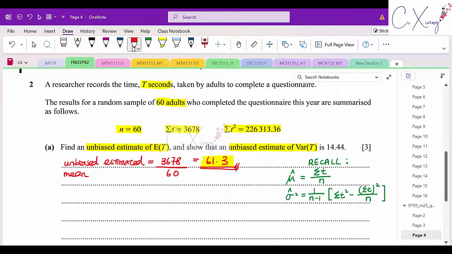And after that, to get the unbiased estimated variance, okay, so it should be 1 over n. So 1 over n minus 1, sorry. So it will be 59. Then what's the summation of t squared? It will be 226,313.36 minus the summation of t, so 3678, you square it, divided by the n, divided by 60.